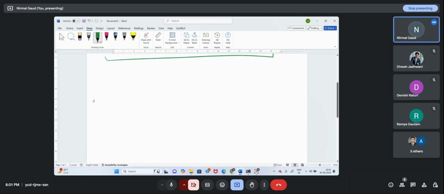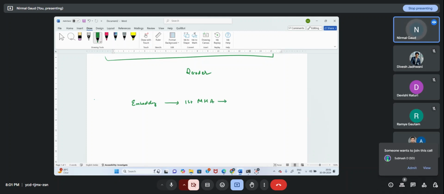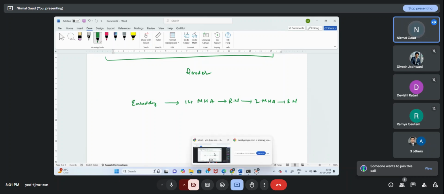Look, now let us understand the decoder at our own level and build it. For the decoder, it has been told the decoder has: the first step is embeddings, then the first multi-head attention, then a residual network, then the second multi-head attention, then again a residual network. Okay, these things will be present.